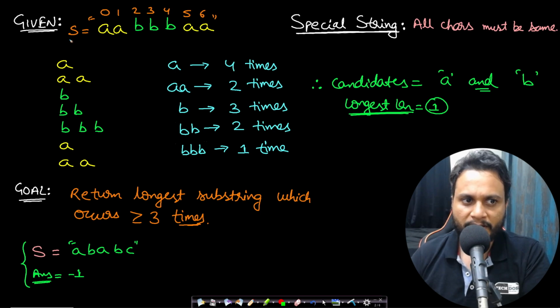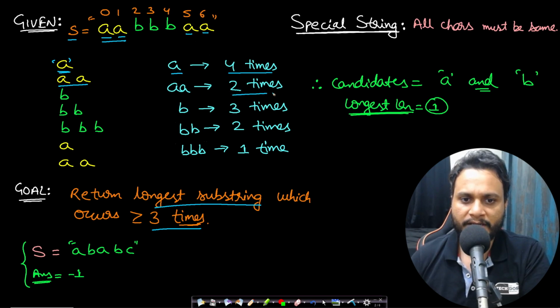In this example, let's say we are given the string AAABBAA. Our goal is to return the length of the longest special substring which occurs at least 3 times. If I ask you how many substrings are present which contain only A, there are 4 substrings. You have A at index 0, 1, 5 and 6. So 4 times we have substring A. If I ask you how many times AA is occurring, the substrings of AA are at 0, 1 and 5, 6. So it is occurring 2 times.